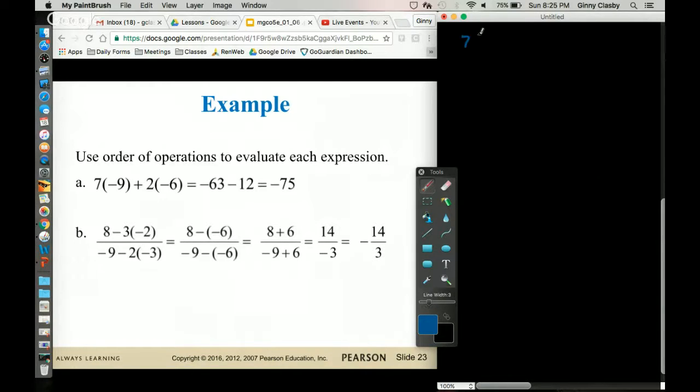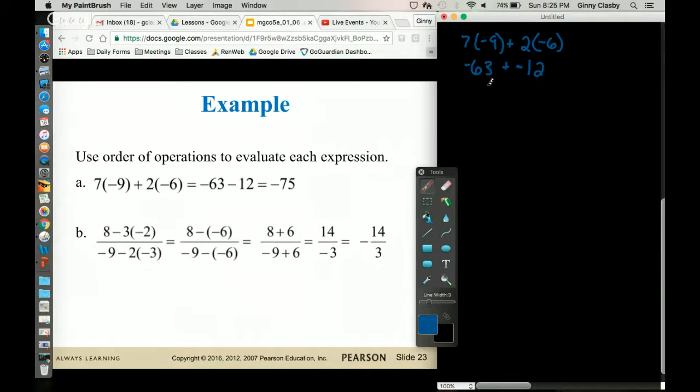All right, so you have 7 times a negative 9 plus 2 times a negative 6. Order of operations, you do your multiplication first. So 7 times 9 is going to be 63. It's a negative and a positive, so it's going to be a negative answer. 2 times 6 is going to be 12. Negative times a positive is going to be negative.